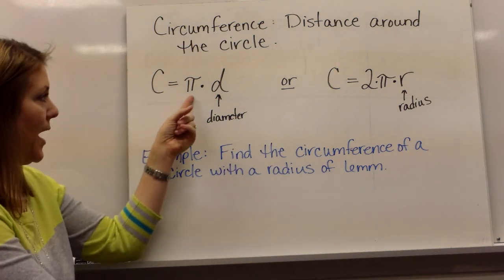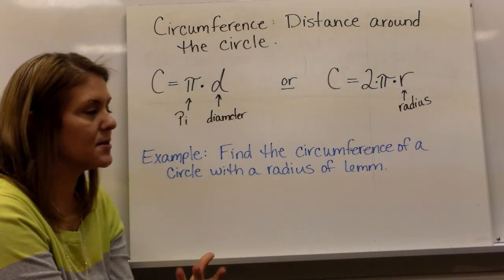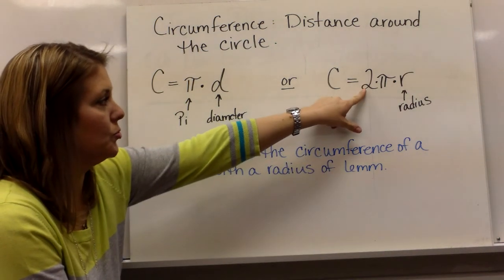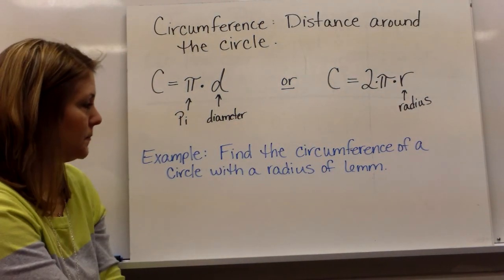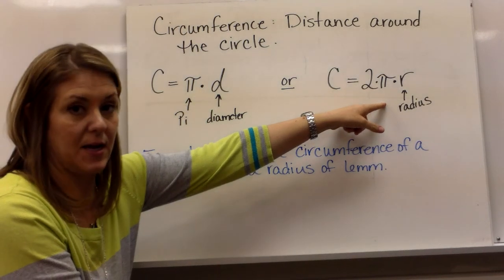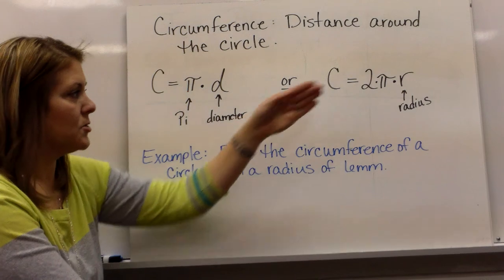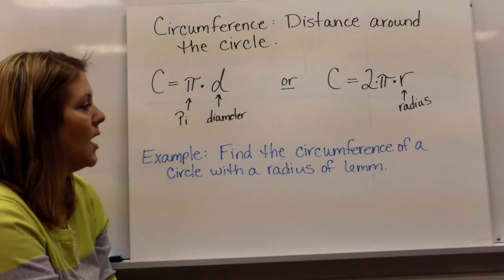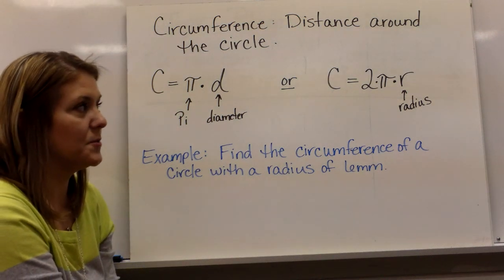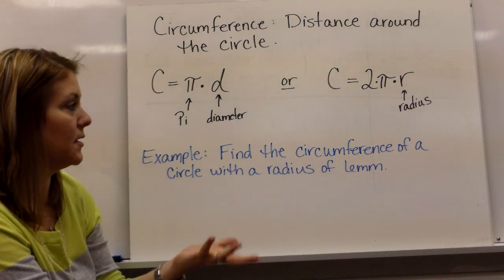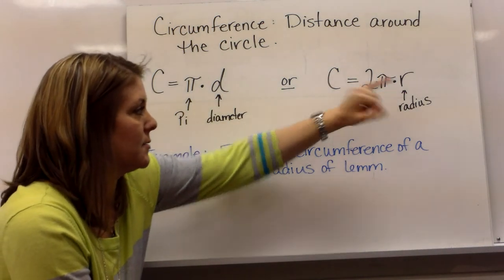You can do pi times the diameter, or if you're given the radius, you can do 2 times pi times the radius, because remember, the radius is half of the diameter, so if we multiply that by 2, then we actually are just getting the diameter. So these are equivalent formulas. Again, make sure those are written in your notes. Those do need to be memorized for testing reasons and in class. So pi times diameter, or 2 times pi times the radius.